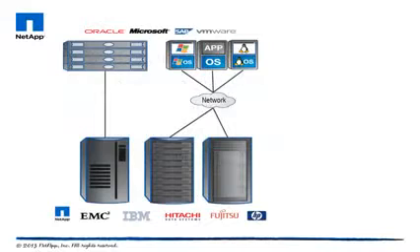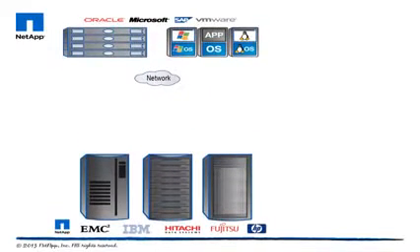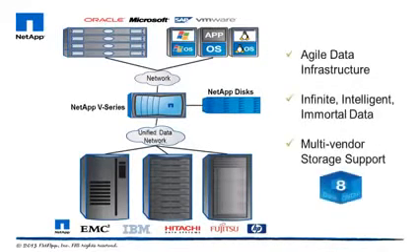When you install a NetApp V-Series in your data center, you can consolidate your heterogeneous storage systems. Third-party storage arrays, along with NetApp disks, are converted to a more efficient arrangement, and inefficient storage silos are removed. NetApp V-Series leverages the power of the Data ONTAP operating system, and allows for an agile data infrastructure, infinite, intelligent and immortal data, and multi-vendor storage support.